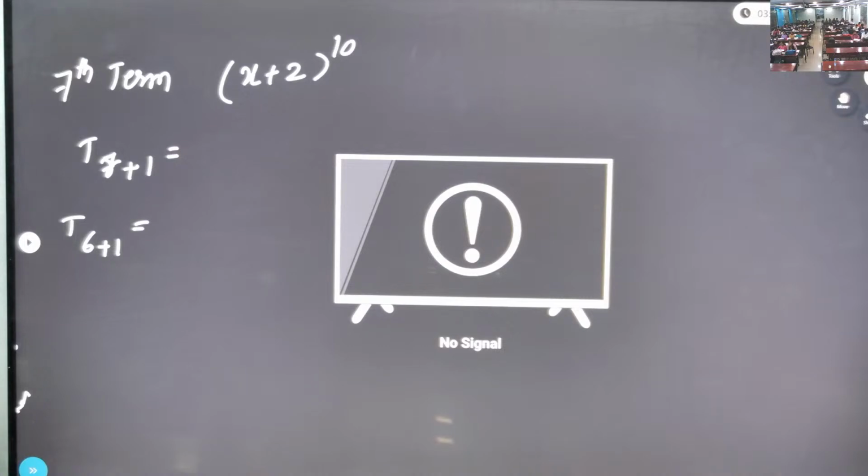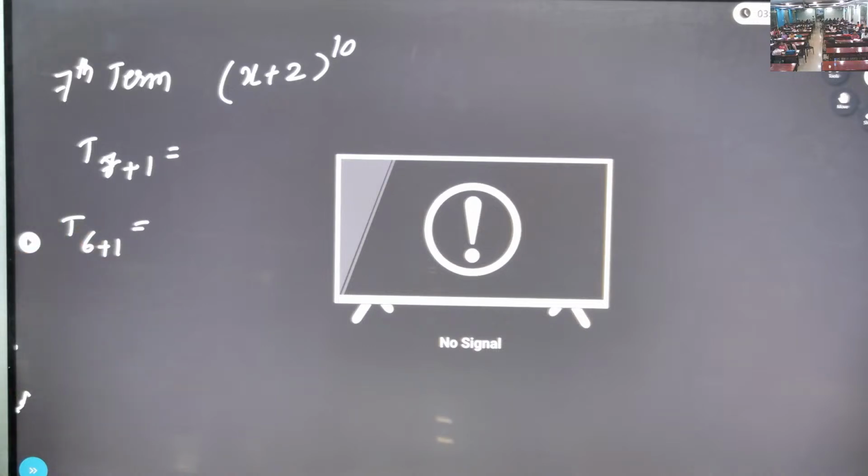Other than summation, tell me the general term. What is the general term? General formula. nCr a power n minus r, b power r.